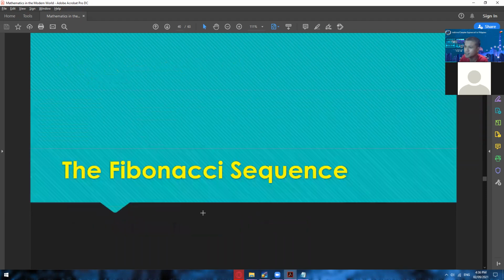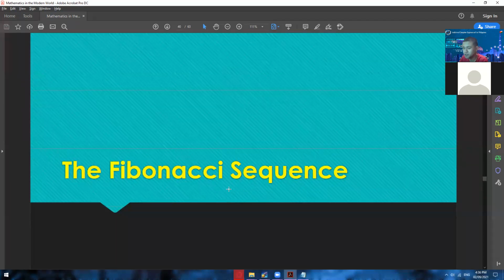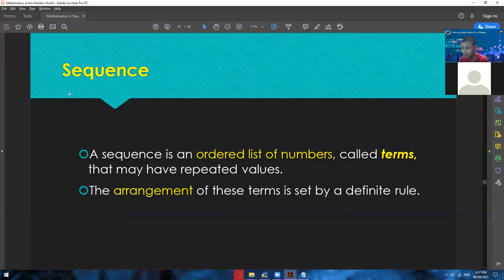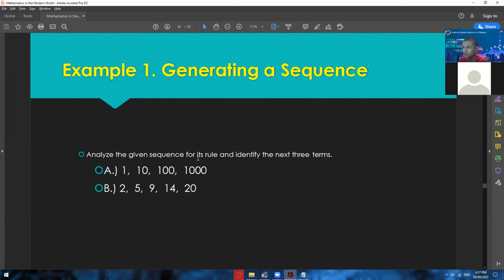So great. So the next one is the Fibonacci sequence. I'm pretty sure that most of you have already heard about the Fibonacci sequence. Okay, so let's start with defining a sequence first. So a sequence is an ordered list of numbers called terms that may have repeated values. The arrangement of these terms is set by a definite rule. Okay, like for example, this one, generating a sequence. So analyze a given sequence for its rule and identify the next three terms.